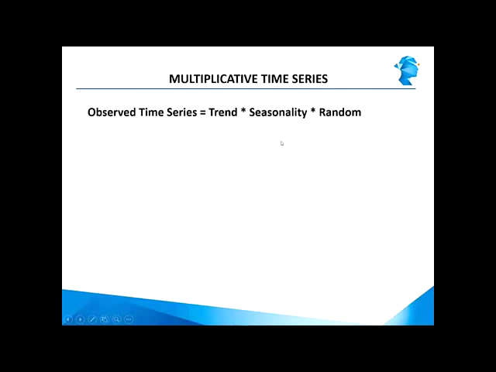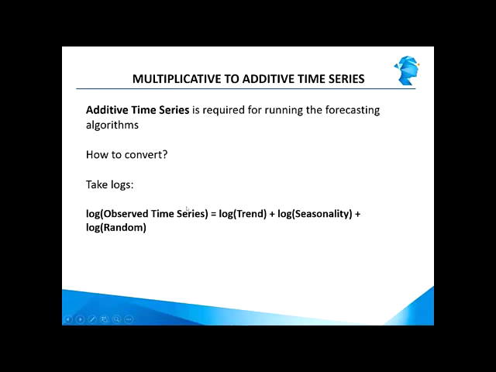Now, if you just take the log on both sides, the left and the right, the equation looks like this. So now the log of the trend, the log of the seasonality, and the log of the random component of the time series can actually be added up to describe the log of the observed time series. And hence, bingo, we have an additive time series instead of a multiplicative one. If we come across a multiplicative time series, all we need to do is to log transform the data to get an additive time series.